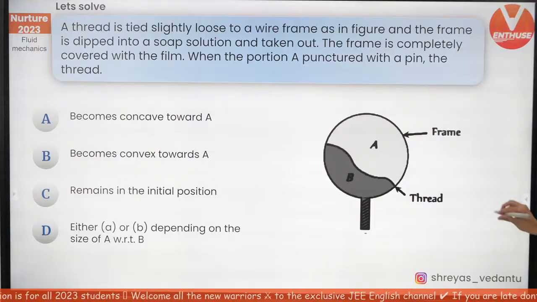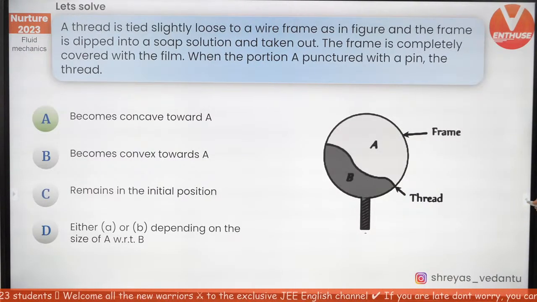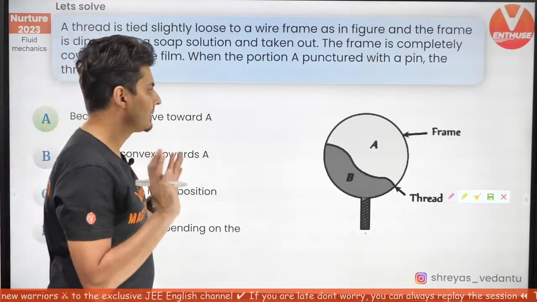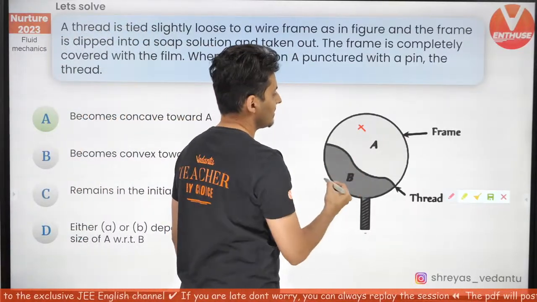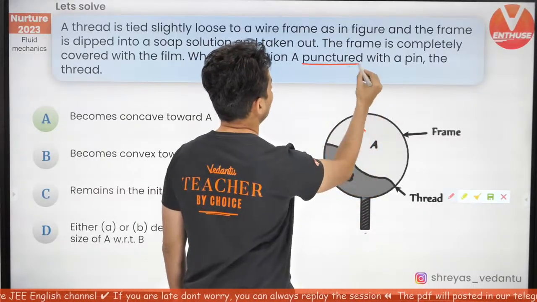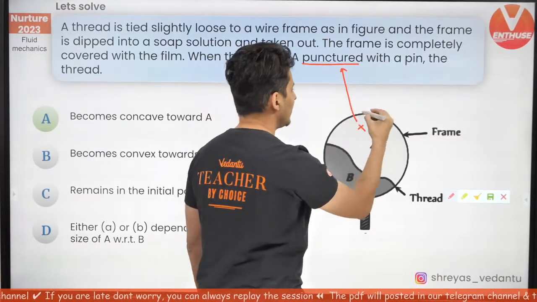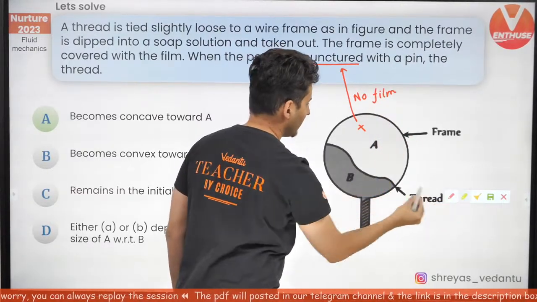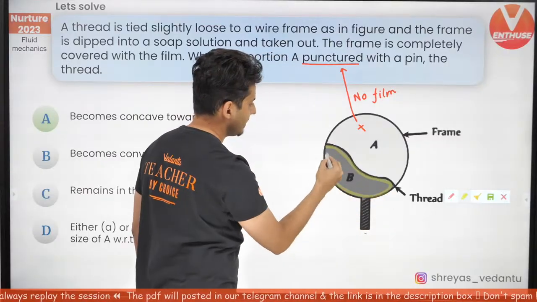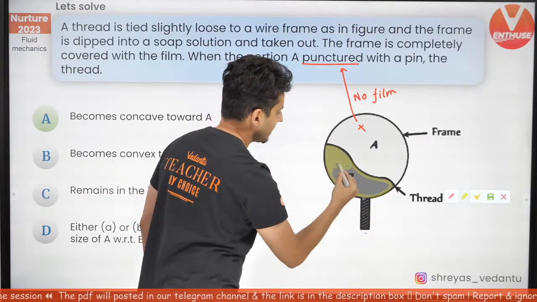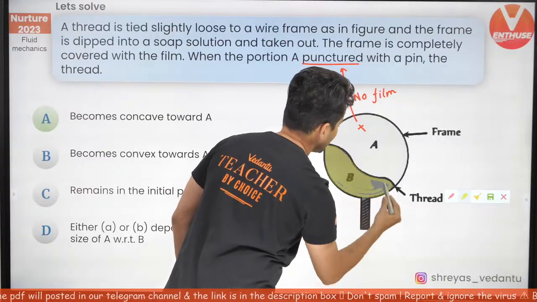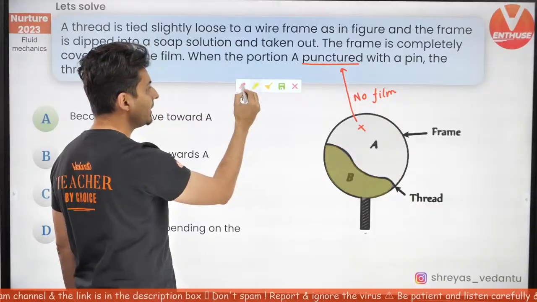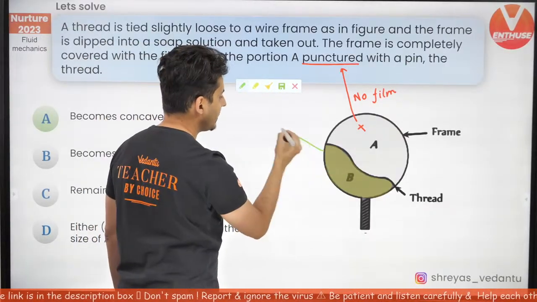The correct answer is actually B. Oh, sorry, A, my bad. So why does it become concave towards A? Understand this. The moment you puncture this particular part A, there is no film on this side, but this surface is there. There is film right over here. Correct? This part completely is having that film. What is the surface of a liquid going to do? I just mentioned the property of a liquid surface.